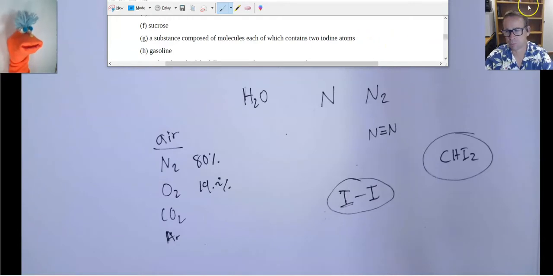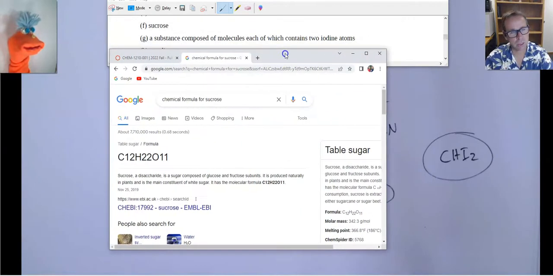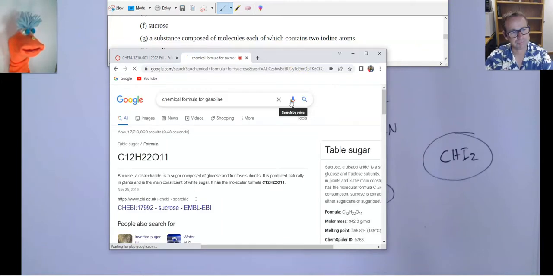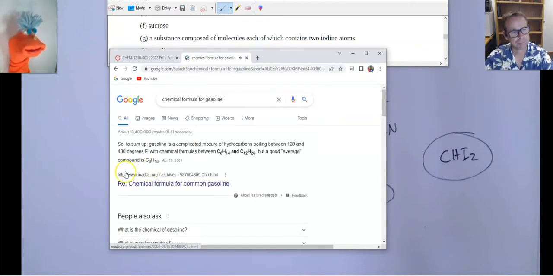Gasoline. What do you think? What's gasoline made of? That's a good question. We can ask Google here. Chemical formula for gasoline. According to the Mad Scientist Network, to sum up, gasoline is a complicated mixture of hydrocarbons boiling between 120 and 400 degrees Fahrenheit. Yeah, you caught that, didn't you? Between hexacarbon tetradecahydride and C12H26, but a good average compound is C8H18.